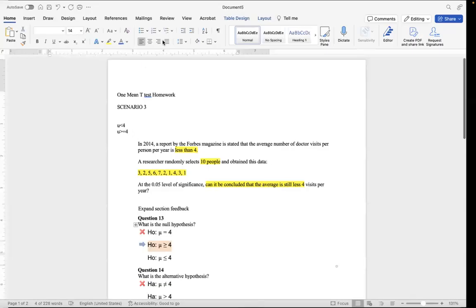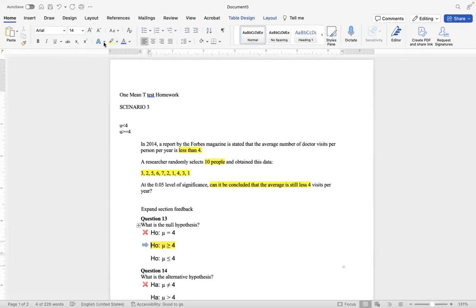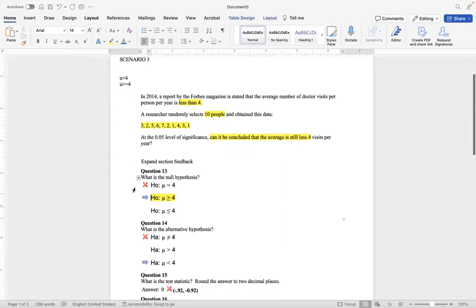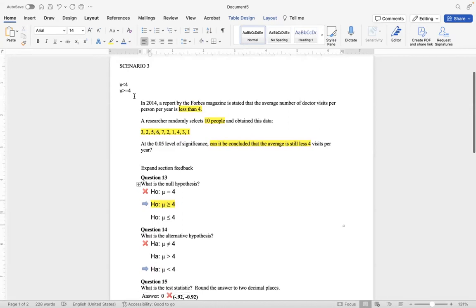So the equal to part is greater than or equal to 4. So that is why that is your correct answer there. And then the alternate hypothesis is the opposite of that, which is the less than 4. Okay, so that's why those are like that.